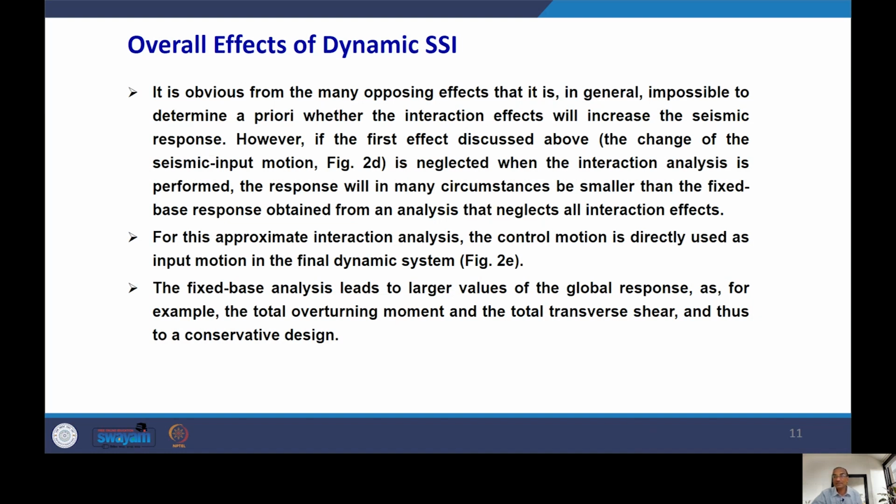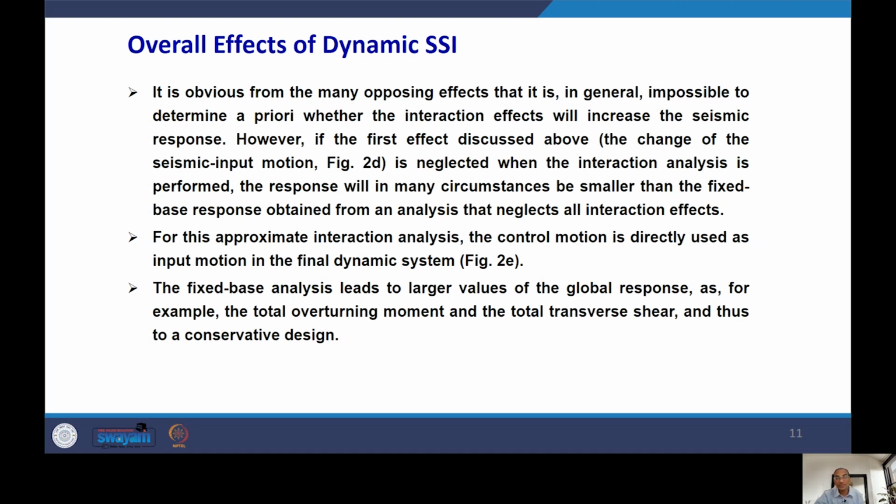However, if the first effect, which is the change of seismic input motion due to soil amplification, is neglected when the interaction analysis is performed, the response in many circumstances will be smaller than the fixed base response obtained from an analysis that neglects all interaction effects. So that means if you neglect the first effect, that is soil amplification, and you consider other effects, then most of the time it is expected that the response considering SSI will be smaller than the fixed base response where no SSI is considered.